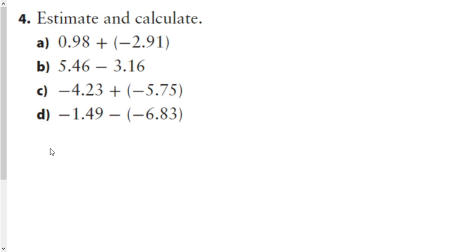So what I'm going to do is the estimation first. And when we have this on the test, we just did a whole sheet of this a second ago before I pressed record. We're going to round each of these to the nearest whole number. So when I change 0.98 plus negative 2.91 to the nearest whole number, I get 1 plus negative 3, which means my estimation should be around negative 2.